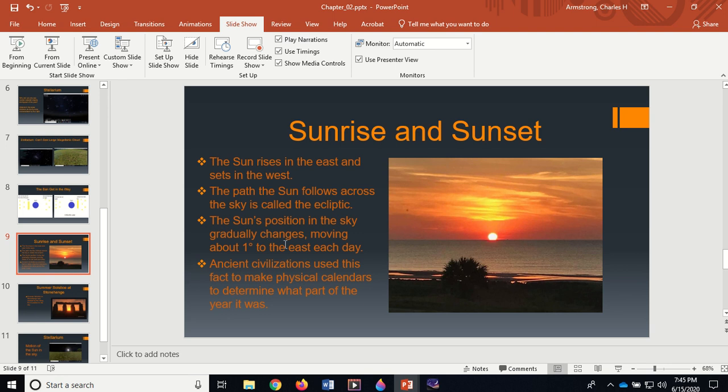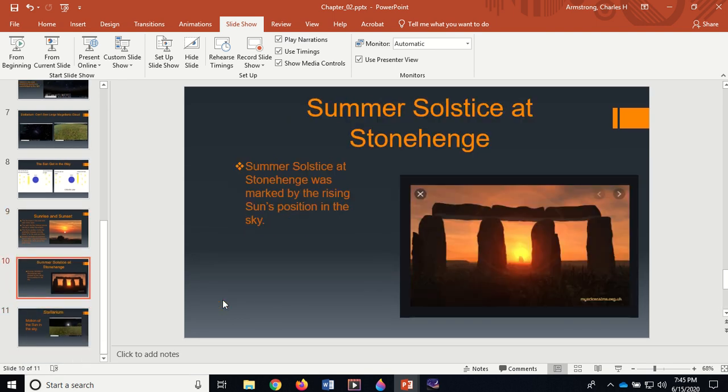The sun's position in the sky gradually changes, moving about 1 degree to the east each day. Ancient civilizations used this fact to make physical calendars to determine what part of the year it was. So Stonehenge, by the ancient Druids, they did that. This is like summer solstice at Stonehenge. I was trying to read up. I think the sun comes up between those two pillars when you're standing right here. That means that's the summer solstice. That's the longest day of the year.